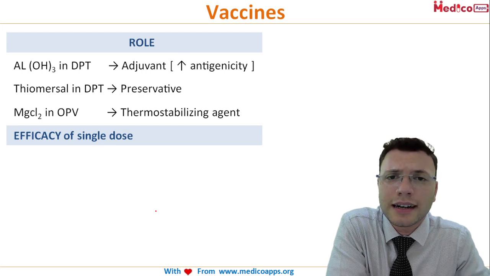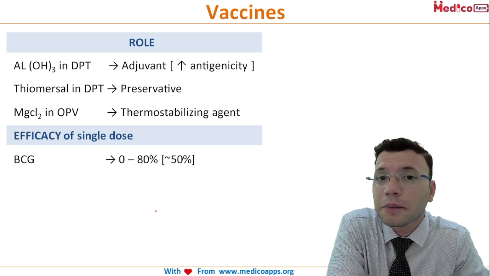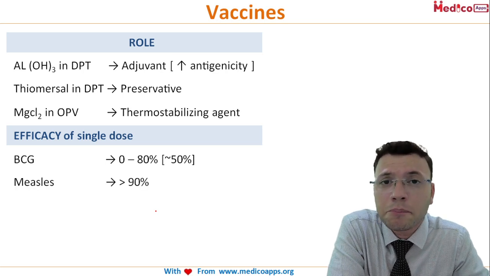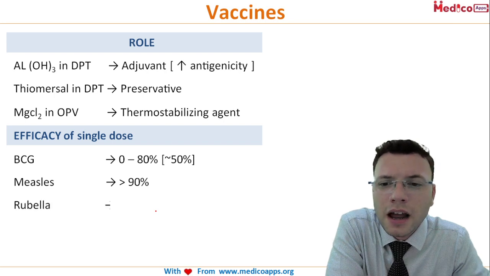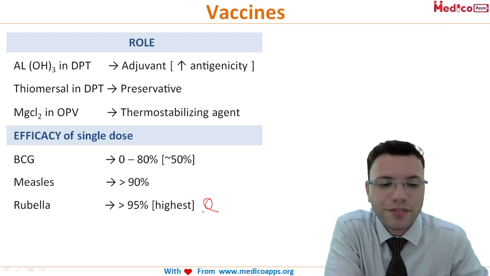Efficacy of single dose, let us see. If you give 1 BCG, it gives around 80% of protection. Measles single dose gives more than 90%, and the maximum is given by rubella, that is 95%. A question for you.